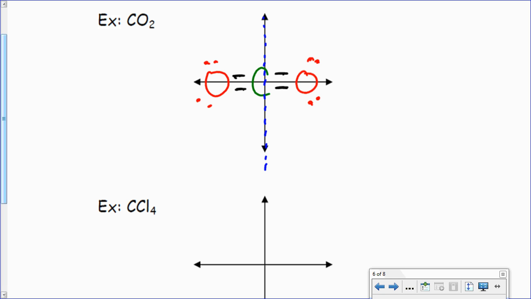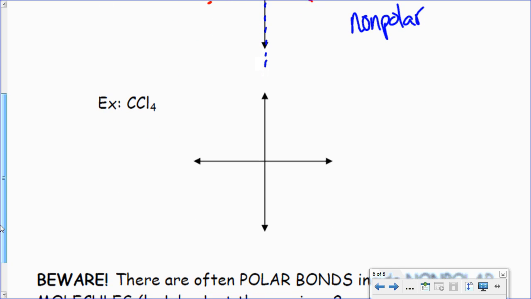Cut it down the middle, left, right, matches. Cut it down the center, top, bottom matches. So this is a non-polar molecule. Now CCl4. We put carbon in the middle because it's the most electropositive, least electronegative element. And put carbon in the middle, central.